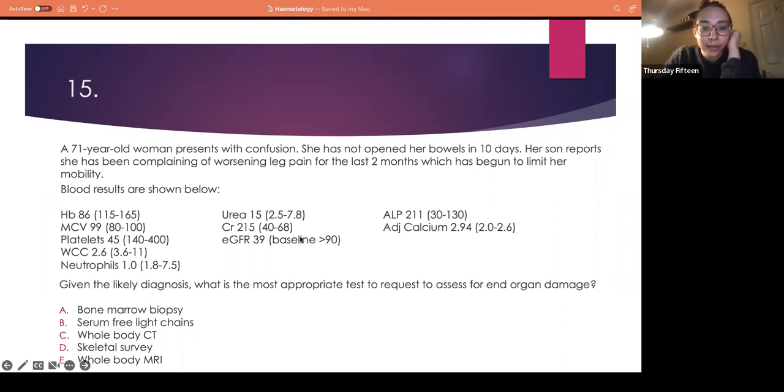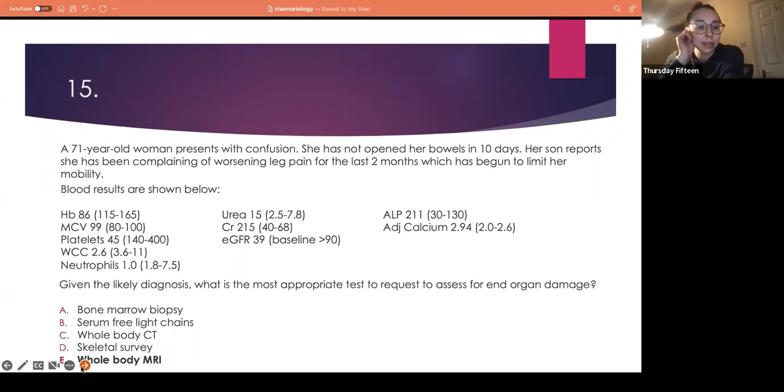So in terms of end organ damage, we've already got U's and E's, so we know that she's got some kidney damage going on. The other thing that NICE recommend to assess for end organ damage in myeloma is a whole body MRI. So bone marrow biopsy is going to confirm the diagnosis of myeloma, but it's not going to confirm any end organ damage.